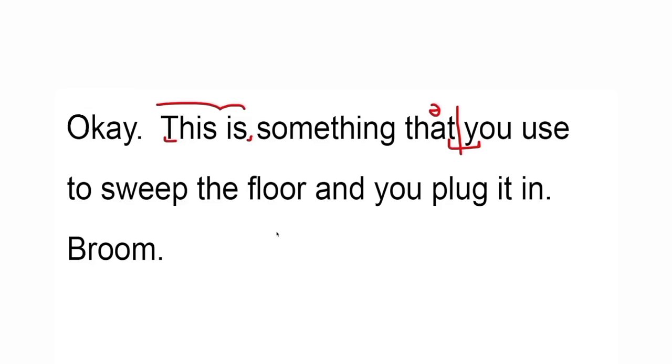That you use to sweep the floor. Okay, another example of an overpronunciation of a word: the word "to." Almost never pronounced this way in conversational English. "To." Why did I do that? I was thinking of what is the right word to say. So in conversational English, it would be "to sweep." The U vowel reduces to the schwa. "To sweep."